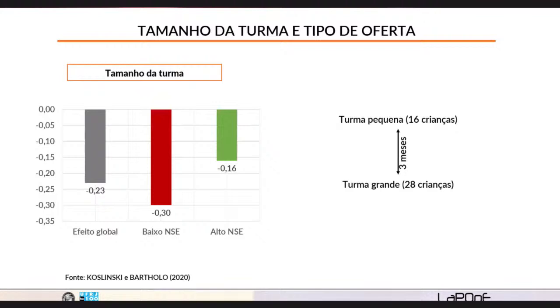That means that in a class with 16 children and 1 teacher, versus a class with 28 children, and that is a real variation. In the district, we had classes with 30 children and others with 15 children. So this is not hypothetical. This is actually what we saw in the field. So when we look at classes with 28 students, they are learning 3 months less than smaller classes. But this size of classes was particularly damaging to students from lower socioeconomic families.